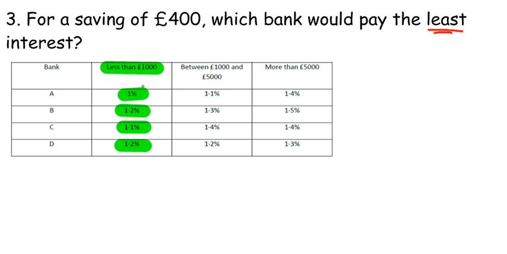The least interest, the smallest number, is Bank A. Okay, Bank A pays the least amount of interest, and that is reading two-way tables for you.